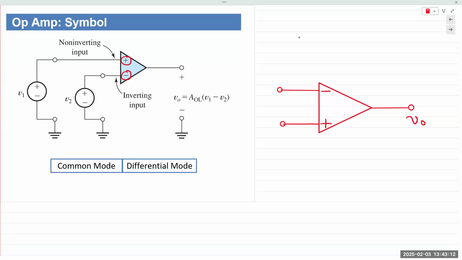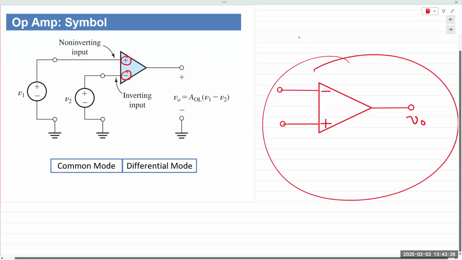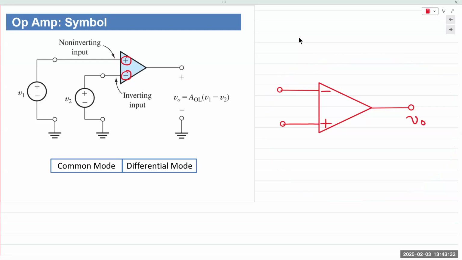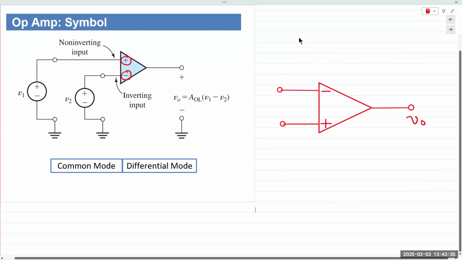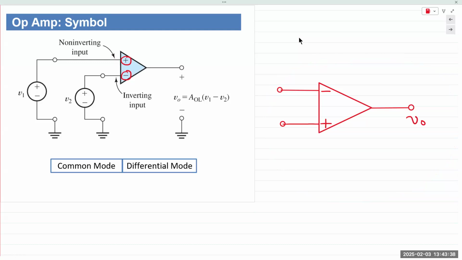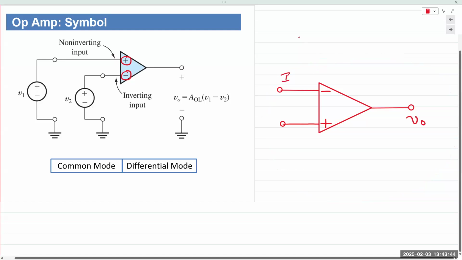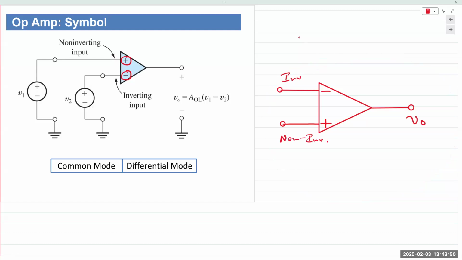On the left, the symbol in this figure has the non-inverting terminal at the top. Inverting is at the bottom. Typically, when you see op-amp circuits, it'll be shown with inverting at the top and non-inverting at the bottom. It will not be labeled. The minus and plus sign implies that these are the inverting and non-inverting terminals respectively. It will simply show you a plus and a minus sign. That's it.